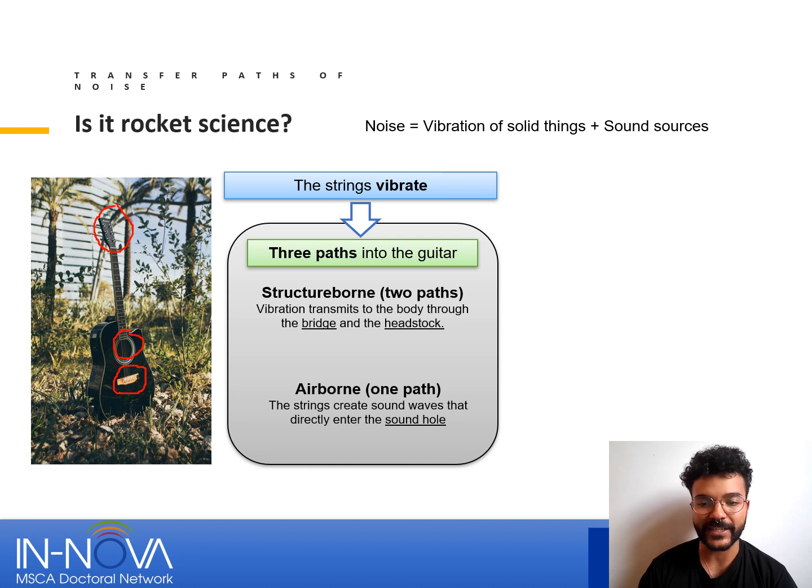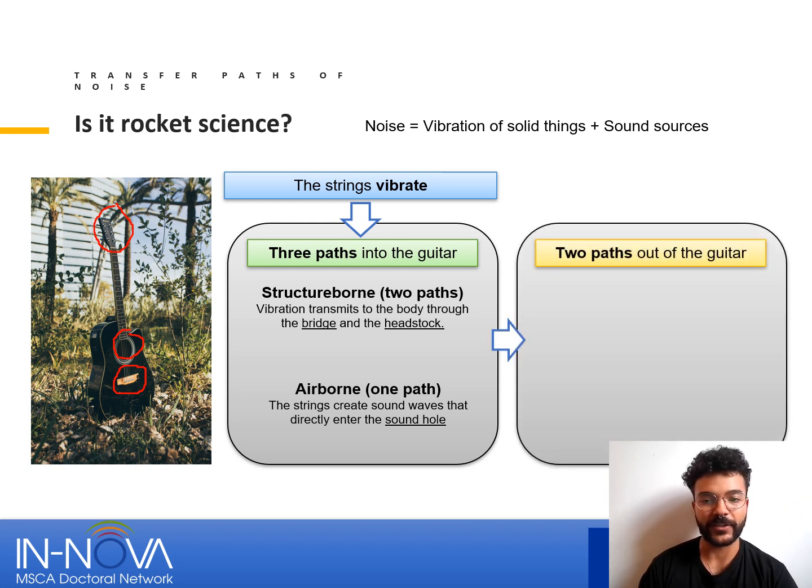But we are not only interested in what happens inside the guitar. Moreover, we are interested in what happens outside. What do we hear? So there are two main paths out of the guitar, namely an airborne path. The sound resonates in the resonance box and exits the sound hole.